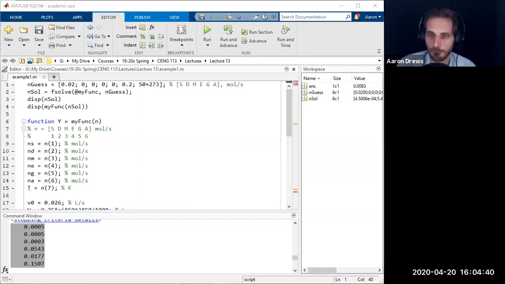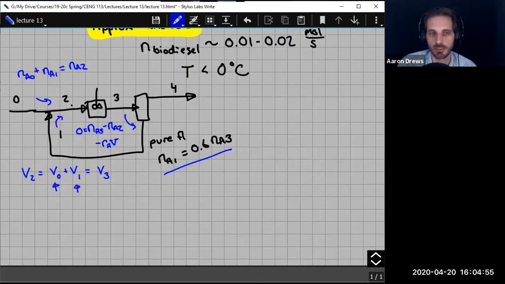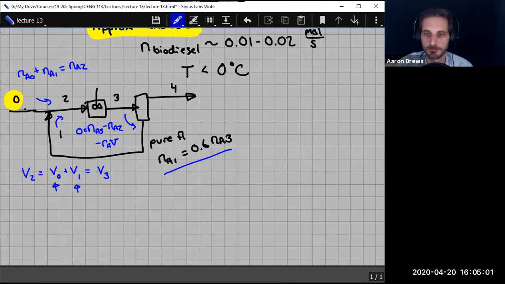You're welcome. For problem 2.3, how do we guess the moles of A going into the system from stream 0? Oh, for stream 0, in the way that I've drawn it, it's the same as the fresh feed from the previous case. Right, so if you draw it this way, this stream 0, that's your old fresh feed. That one.